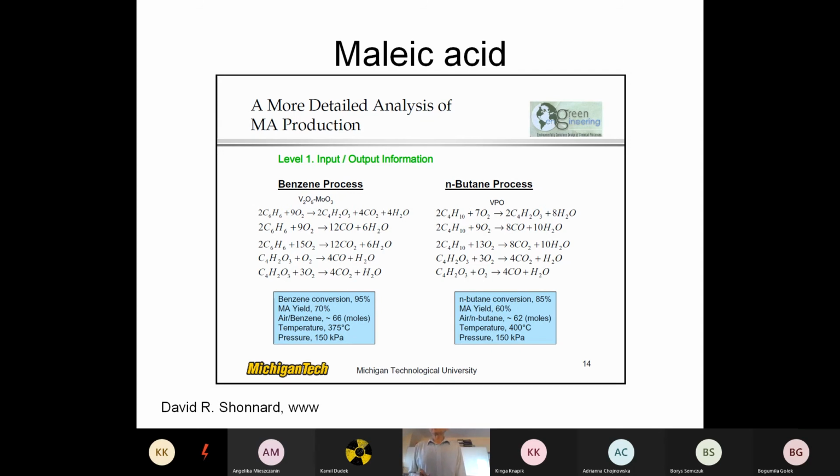Benzene conversion is about 95%, and butane conversion is 85%. What is the conversion? It corresponds to the term yield. It is what we are taking out of the experiment. And the yield is something more in the lab. Conversion is between atom economy and yield. Benzene conversion is about 95%, butane conversion is lower, 85%, and yield for the benzene process is 70%, and butane is about 60%.